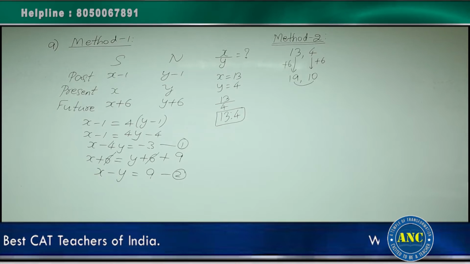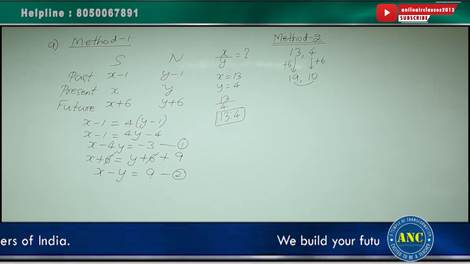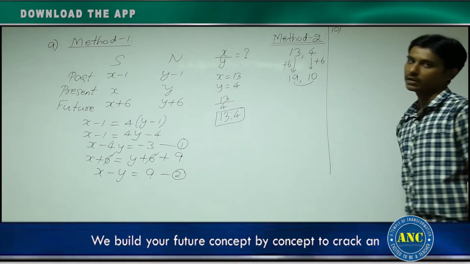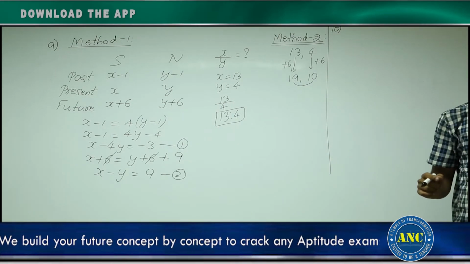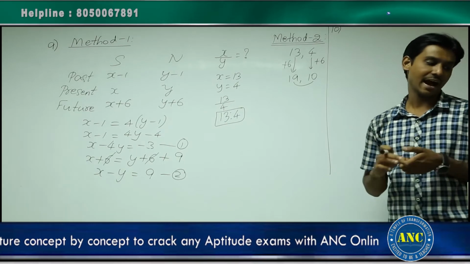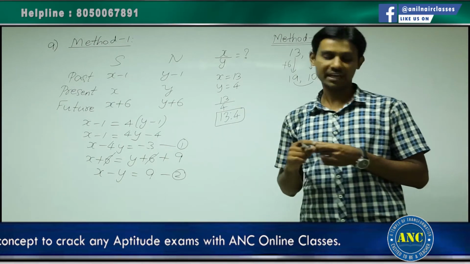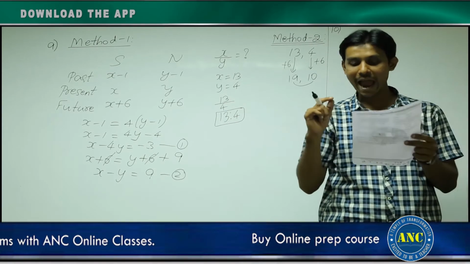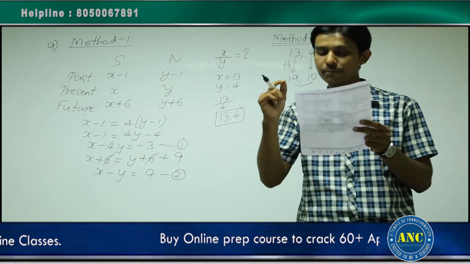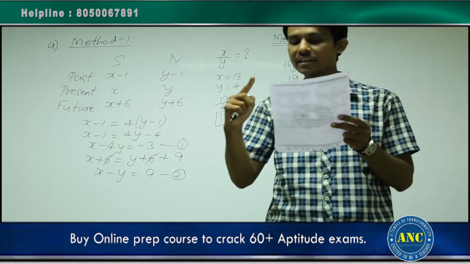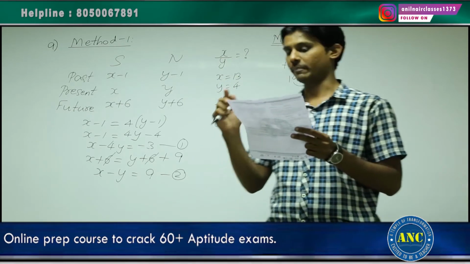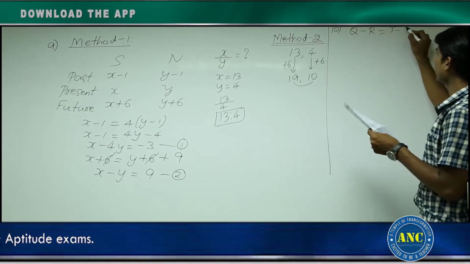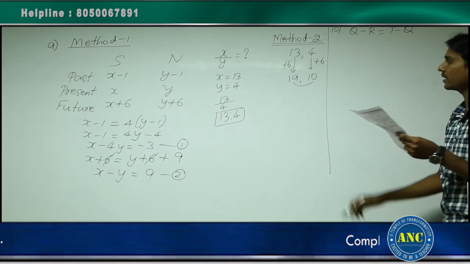Clear, right? Question 10. Question 10 is a very, very easy question. 10th question. Q is as much younger than R as he is older than T. That means what they are telling, Q is as much younger than R as he is older than T. That means the age difference between Q and R and the age difference between Q and T, they both are same. This is what is given in the first statement.